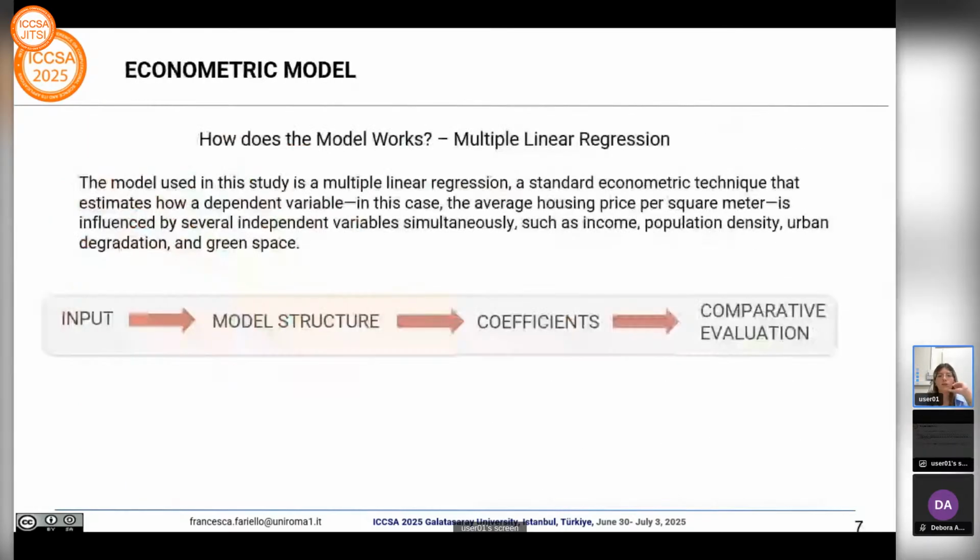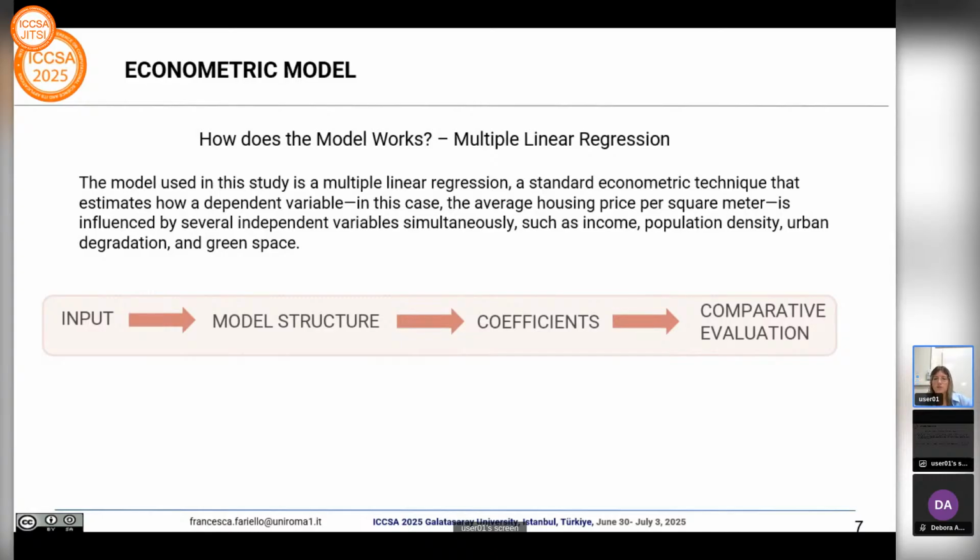The model we used is a multiple linear regression. It is a well-established technique in urban economics because it allows us to estimate the effect of each independent variable on price while keeping all the others under control. The structure of the model is always the same. We only change the green metric to assess how its form of representation affects the results. All variables have been standardized and the dataset has been tested to avoid multicollinearity or bias.